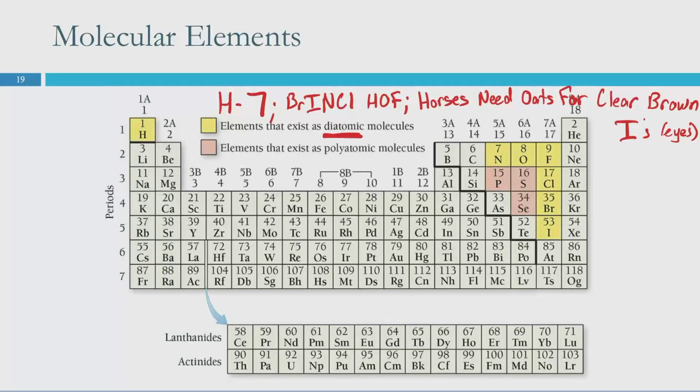And each of those words starts with one of our diatomic element symbols. Horses need oats for Cl, Br, and then eyes, which doesn't start with the letter I, of course, so we swap it out for the letter. And I'm not much of a horse girly myself, so I don't know if this is true, but shout out all the horse girlies. Big year for horse girlies, since it's the year of the horse.